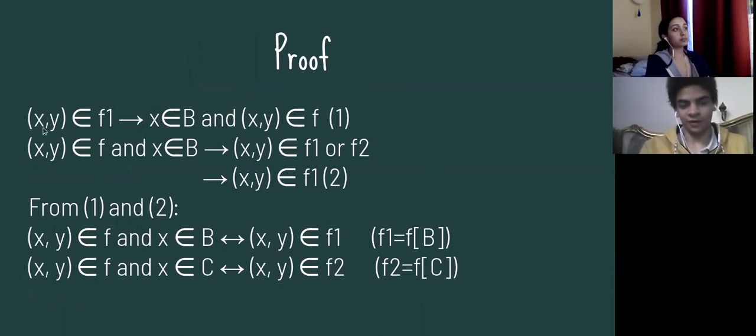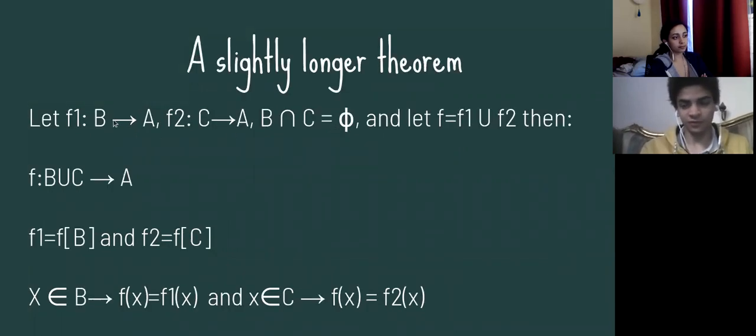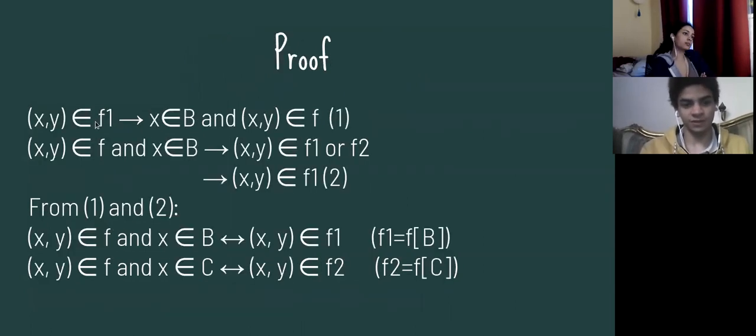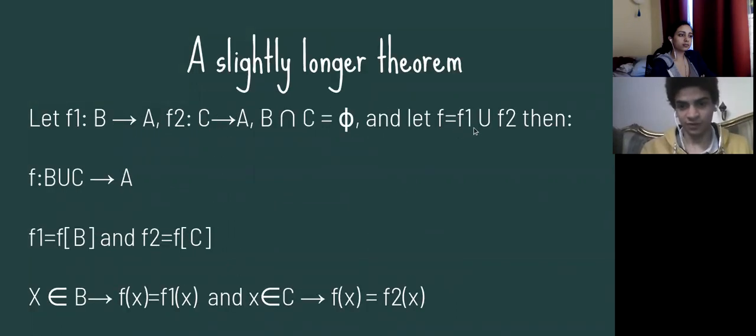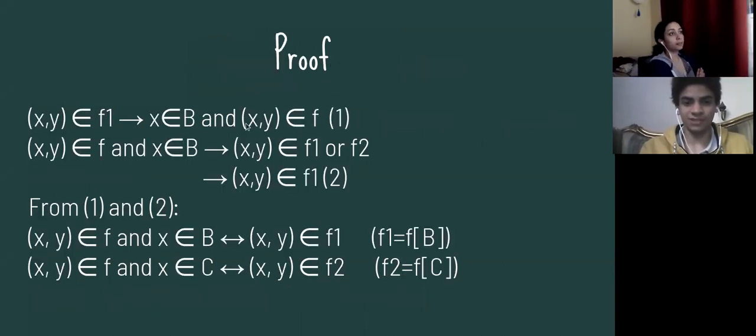First, if we have (x, y) belonging to f1, from the definition of f1, I have that f1 maps from b to a, and it's a function. So in this case, if (x, y) belongs to f1, then x belongs to b. That's by definition of the function. Now the second statement, why (x, y) belongs to f, comes from the fact that f equals f1 union f2. If I have any element in f1 or in f2, then it's definitely in f. That's from the definition of the union.